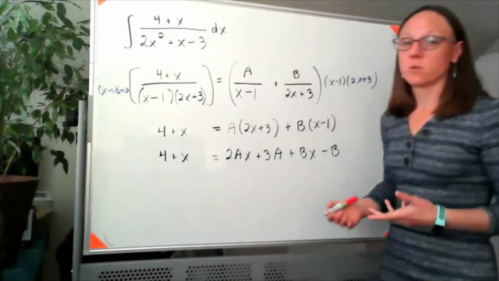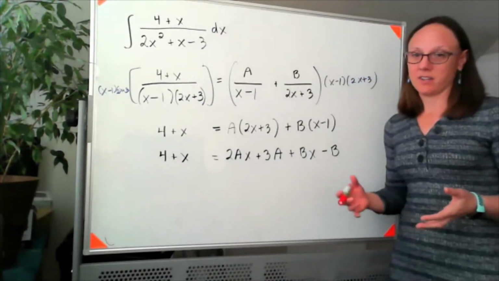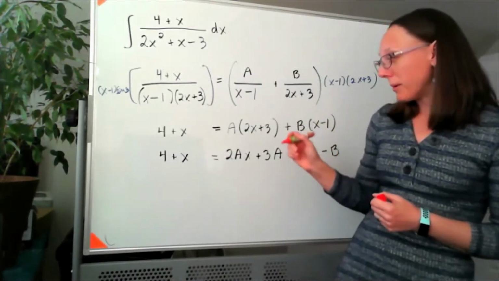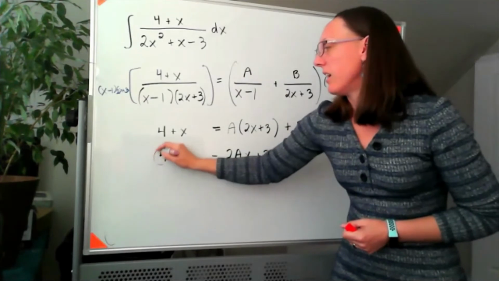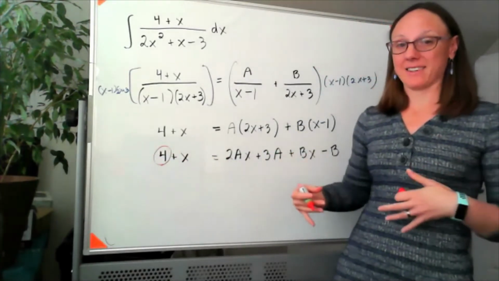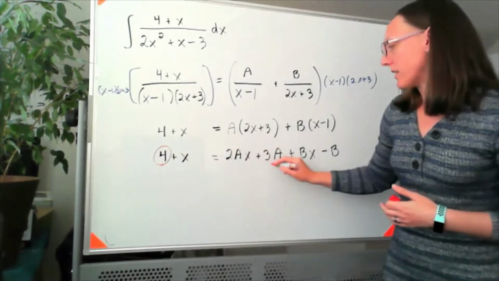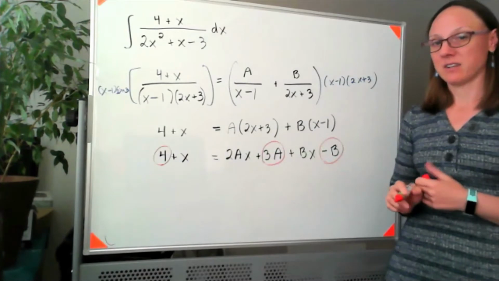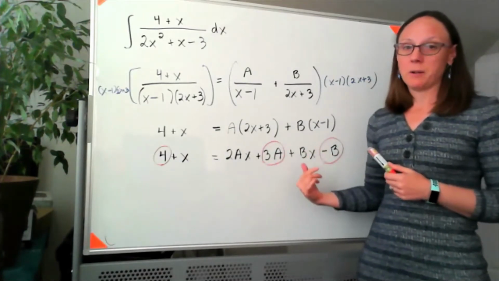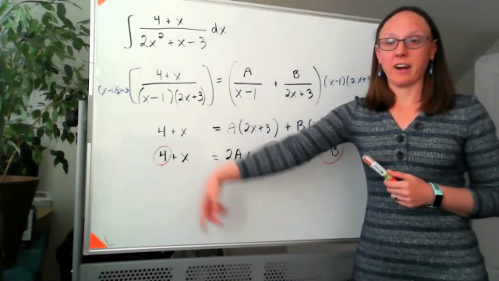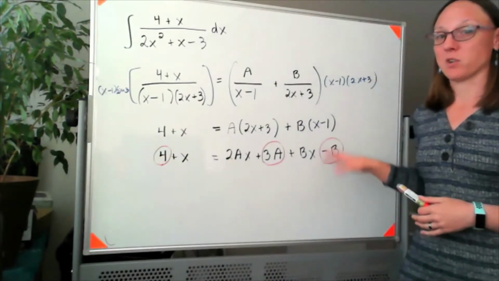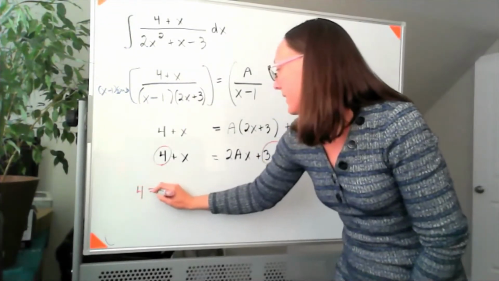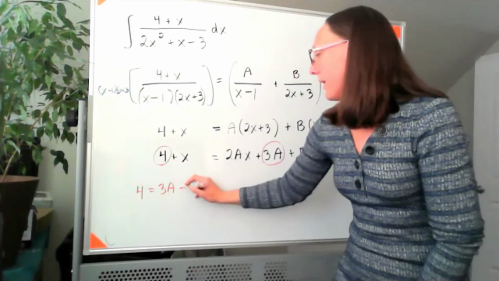Now I compare the two sides, and I group the things that go together. So what I mean by that is over here, I have a 4 that does not have an x attached to it. So I want to match that 4 up with the pieces on this side that don't have x's. Because if these two things are going to be equal, then the part that are numbers over there has to be equal to the part that's numbers over here. So I'd end up with an equation that says 4 is equal to 3a minus b.